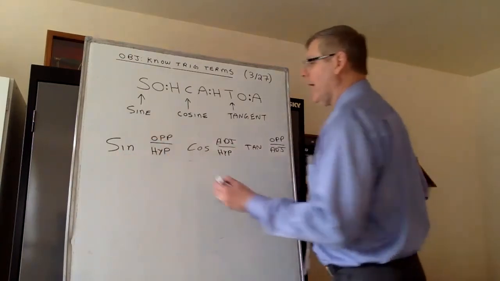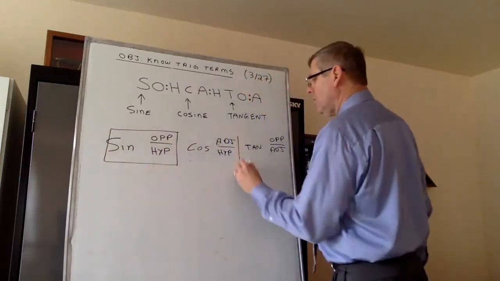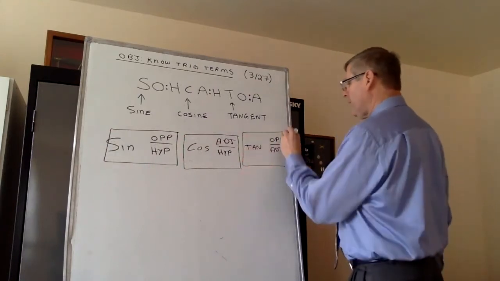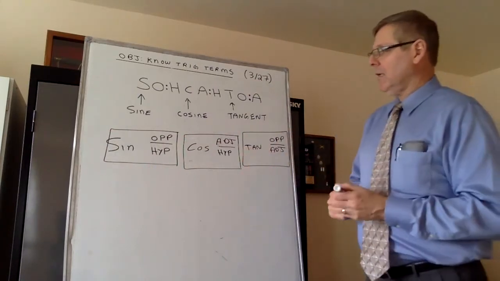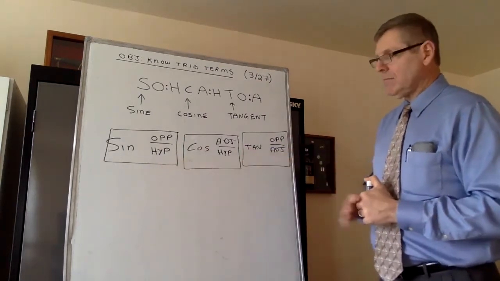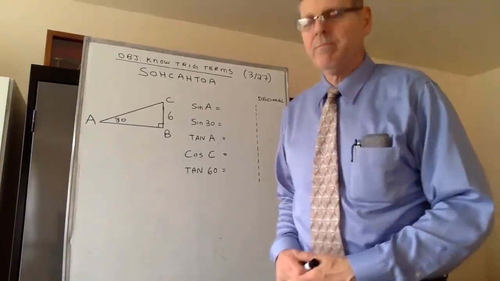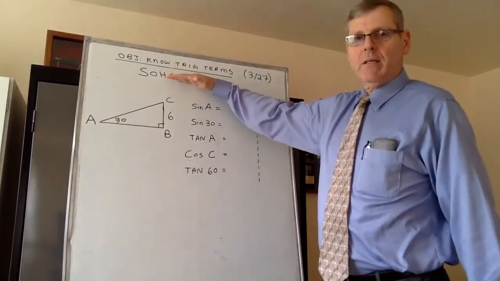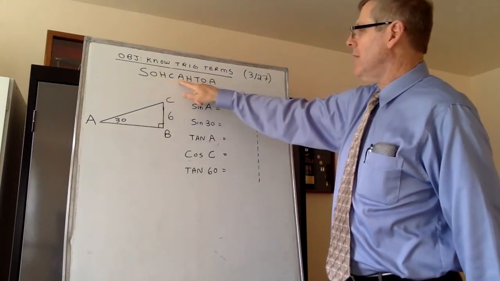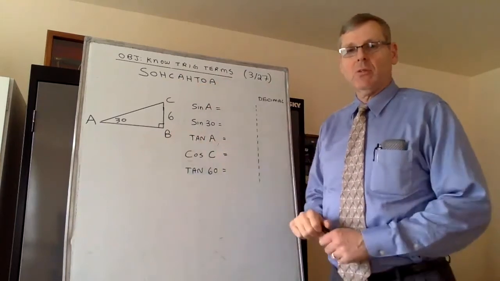Okay, so here's what you want to have in your notes. Sine means opposite over hypotenuse. Cosine means adjacent over hypotenuse. And tangent means opposite over adjacent. Okay, so we'll do a couple of examples to help understand how these apply to a triangle. All right, make sure you have what SOHCAHTOA means in your notes. Sine, opposite over hypotenuse, cosine, adjacent over hypotenuse, tangent, opposite over adjacent. Let's see how that applies to a problem.